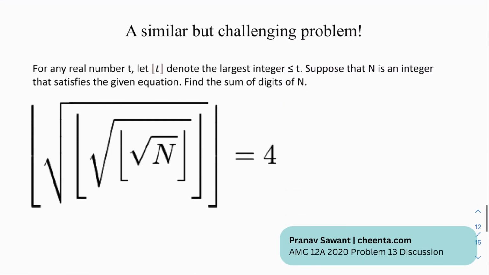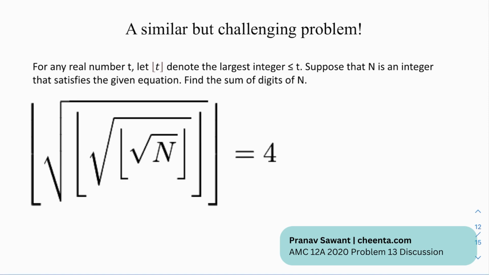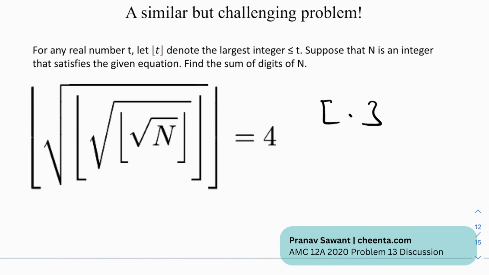So now at the end, we have a similar but challenging problem for you. And this involves a little bit of the greatest integer function, also called the floor function. They have given us, for any real number t, let the floor of t denote the largest integer less than or equal to t. They basically just define the greatest integer function. Now suppose that n is an integer that satisfies the given equation. Find the sum of digits of n.